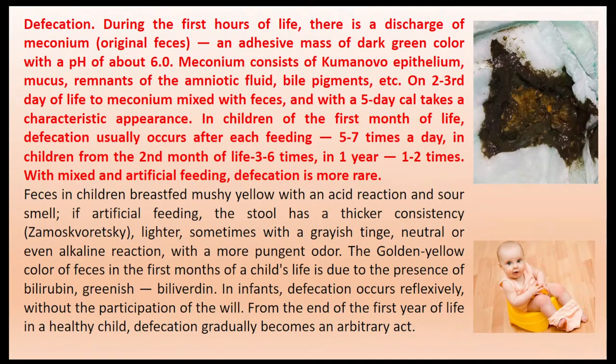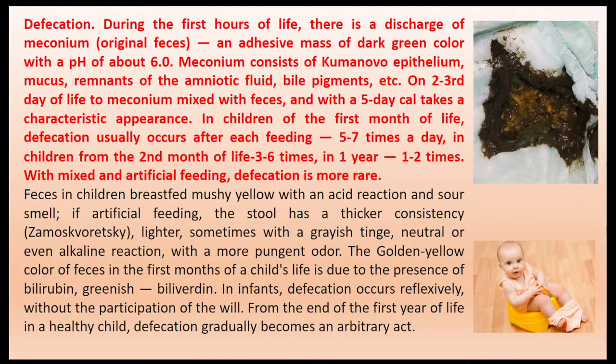In children of the first months of life, defecation usually occurs after each feeding. It may be 5 to 7 times per day. In children from the second month of life, 3 to 5 times, and in a 1-year-old, 1 to 2 times per day. With mixed and artificial feeding, defecation is more rare than in children with natural feeding.